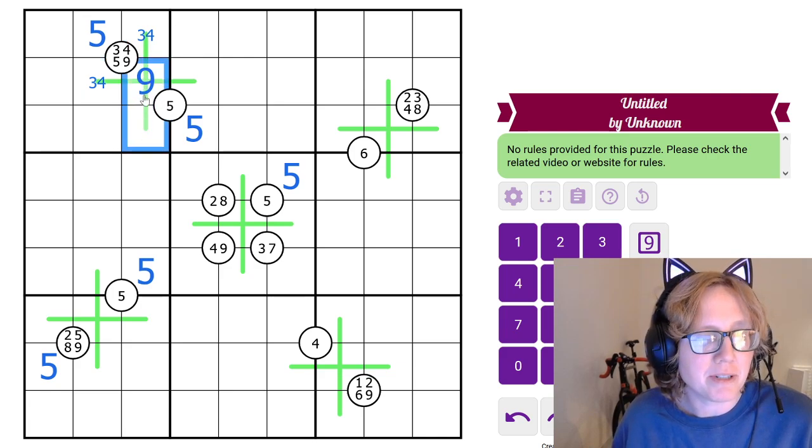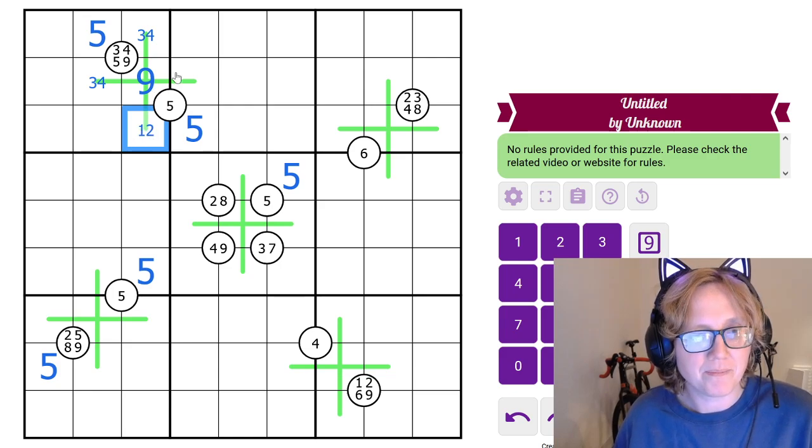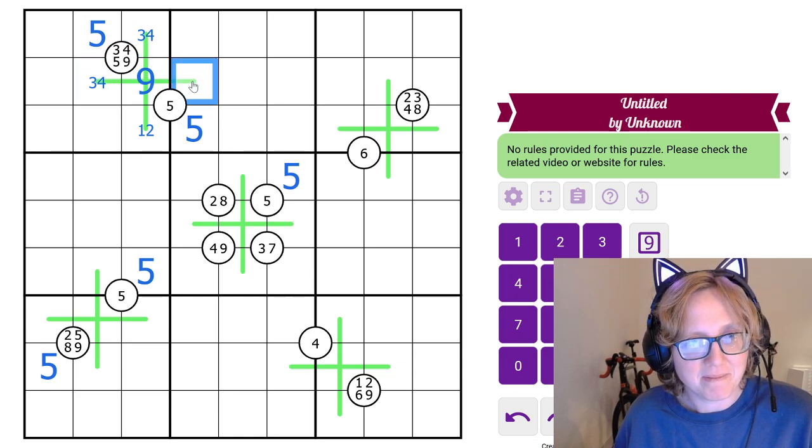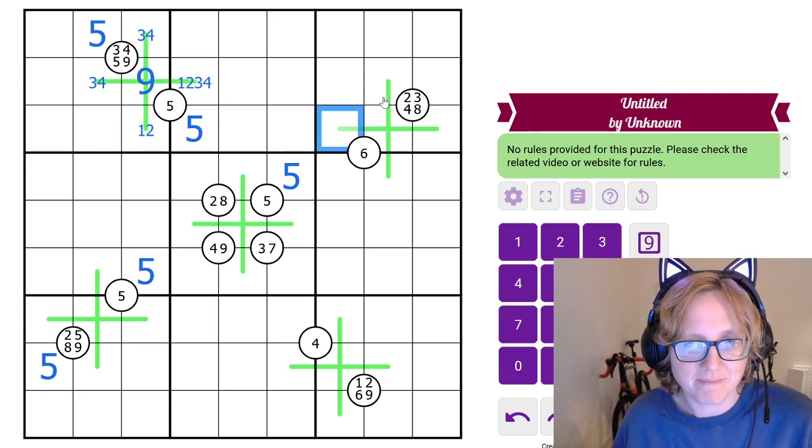This has to be a low digit. It has to be at least 5 away from 9. It can't be 3 or 4, so it must be 1 or 2. Here we could place a 3 or 4 because it's not in the same region. So this could be 1, 2, 3, or 4.